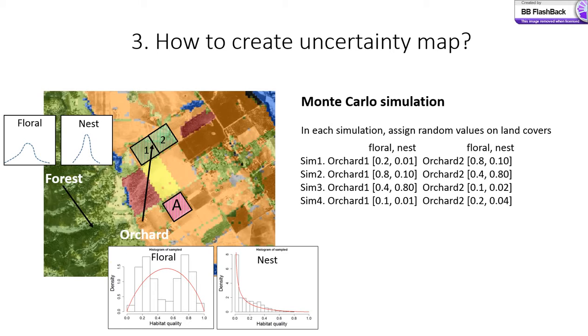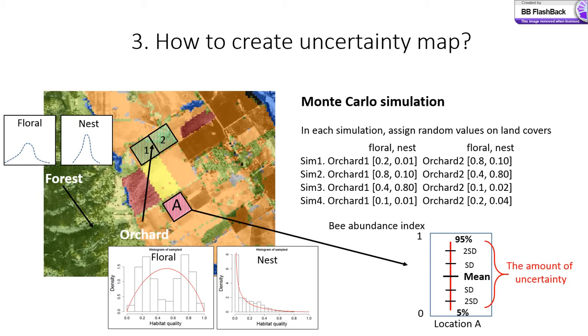For example, we can select for floral resource suitability 0.2, for nesting resource 0.01, and we can put these numbers in pixel 1 of orchard. And we can also assign another random value on pixel number 2 of orchard. In this way, we can make a lot of random combinations. Then we can simulate.